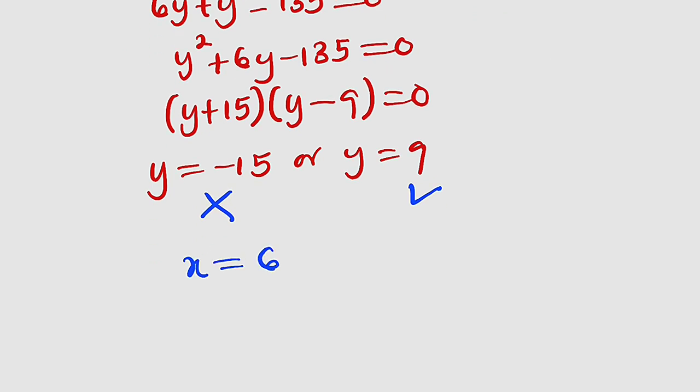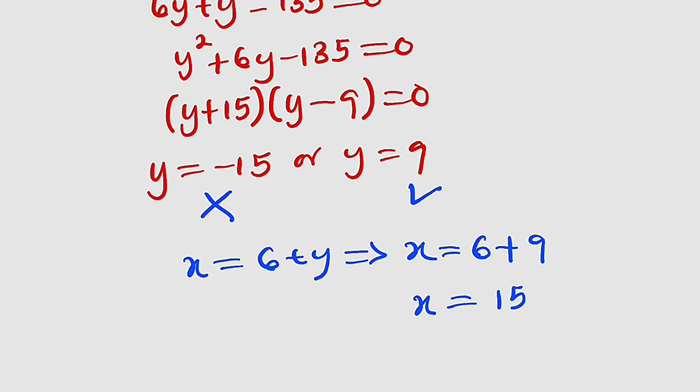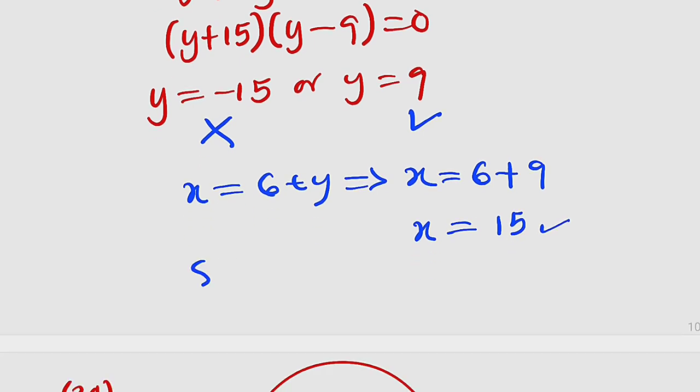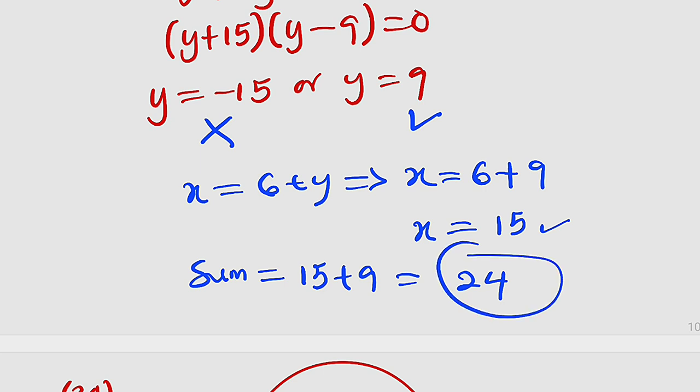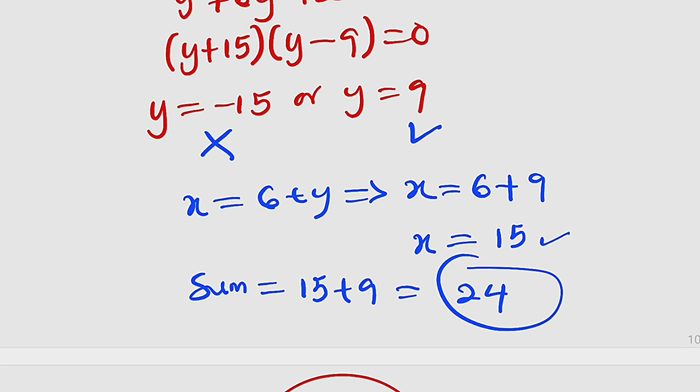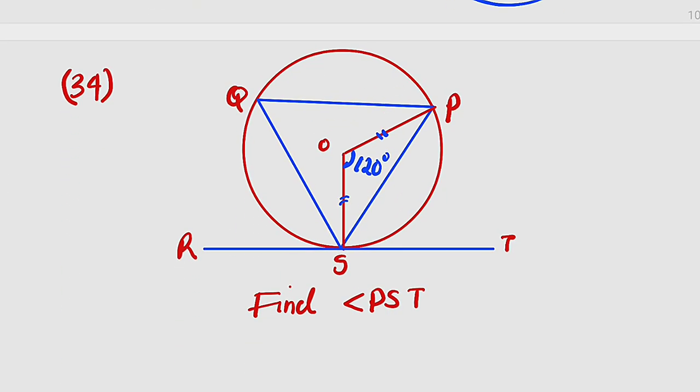x equal to 6 plus y, which implies that x equal to 6 plus 9, right? So x is equal to 15. So you can see that x is 15 and y is 9, but we're talking about sum. Sum will be what? 15 plus 9, which is equal to 24. You see that? The sum of their ages is 24. As simple as that. Now let us move on to question number 34.